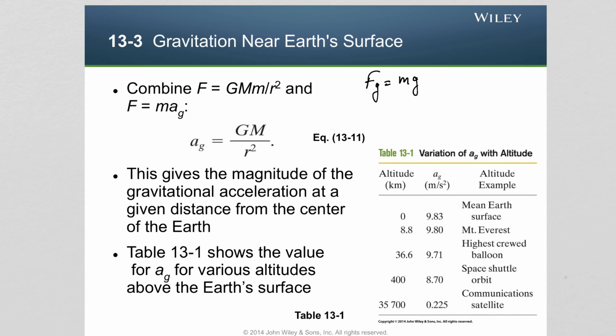The gravitational acceleration at the surface of the Earth is 9.83 meters per second squared. On Mount Everest, which is 8.8 kilometers above the surface of the Earth, the gravitational acceleration is 9.8 meters per second squared. At the orbit of the space shuttle, which is about 400 kilometers above the surface of the Earth, the gravitational acceleration is 8.7 meters per second squared. At a distance from the Earth where communication satellites are positioned, which is 35,700 kilometers, the gravitational acceleration is 0.225 meters per second squared. As you can see, and we know, the gravitational acceleration decreases the further away we get from the Earth.